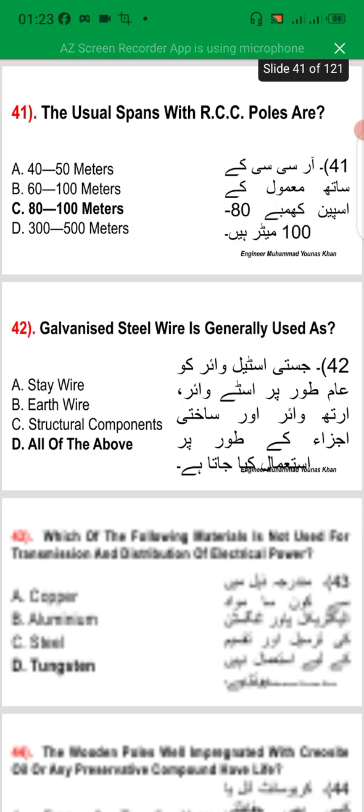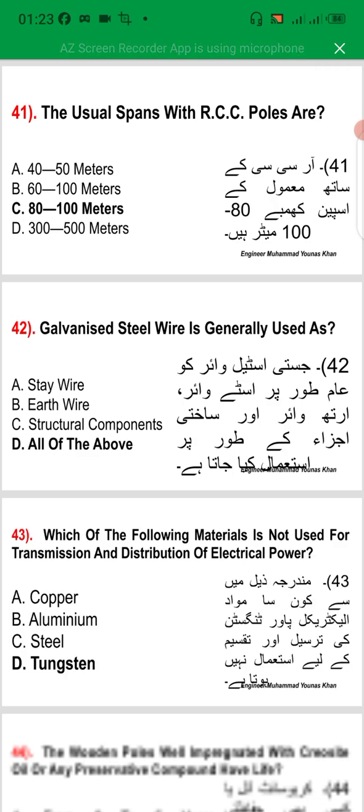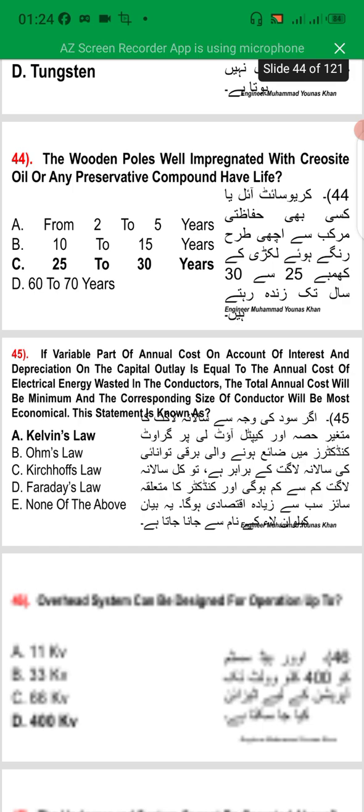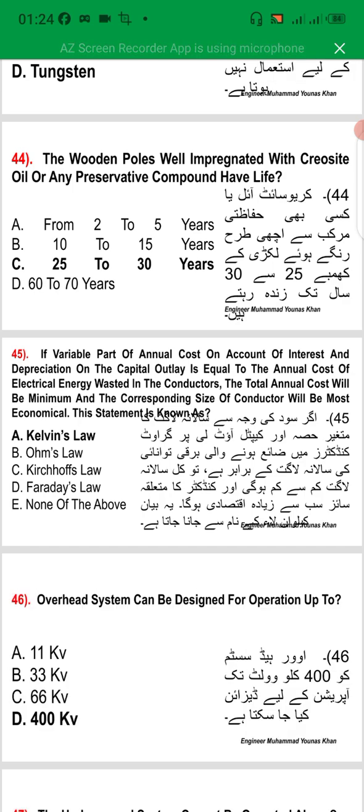The usual spans with RCC poles are 80 to 100 meters. Galvanized steel wire is generally used as a stay wire, earth wire, structural component, all of the above. Which of the following materials is not used for transmission and distribution of electrical power? Tungsten. The wooden poles well impregnated with creosote oil or any preservative compound have life 25 to 30 years.